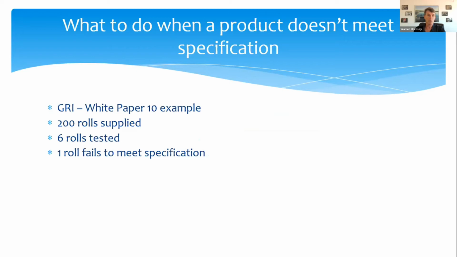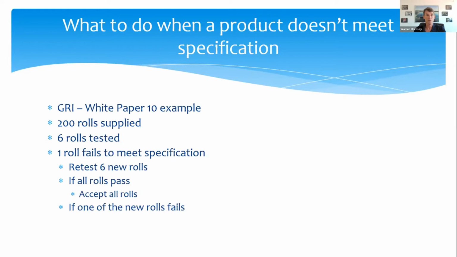In terms of the GRI white paper, their example is 200 rolls supplied. Of that, 6 rolls were tested as per the ASTM requirement, and 1 roll failed to meet specification. What is the next step? GRI says you retest 6 new rolls. If all rolls pass, you accept all the rolls. However, if one of those new rolls fails, you reject all 200 rolls, which is a pretty punitive thing to occur.